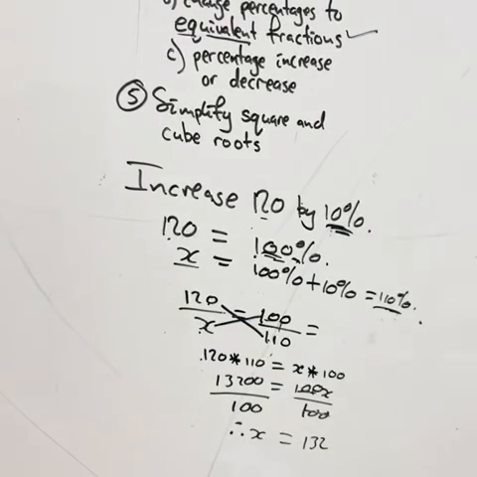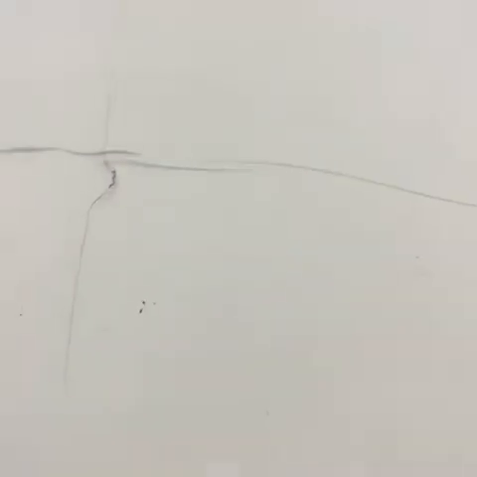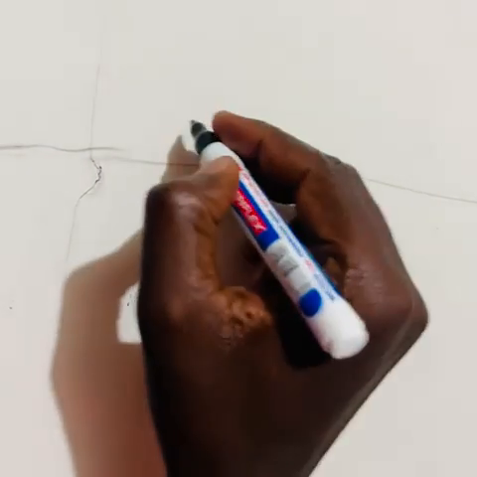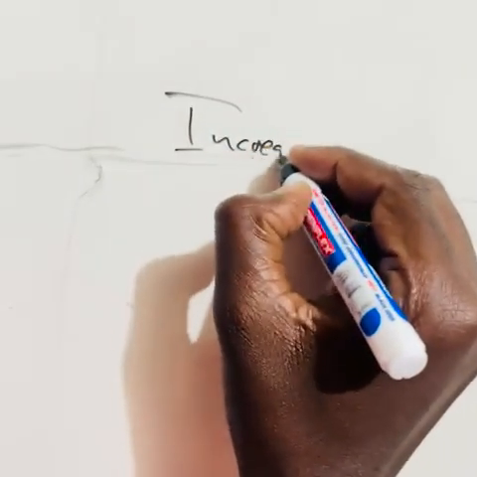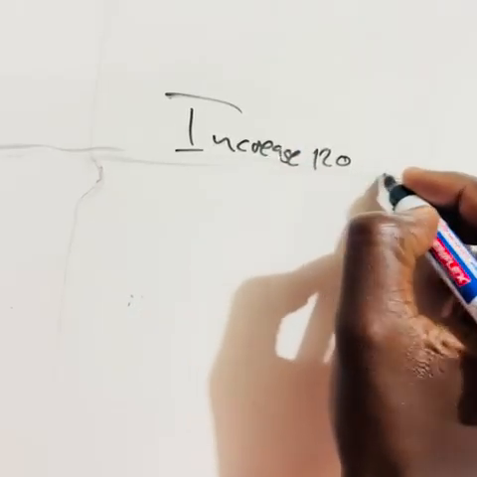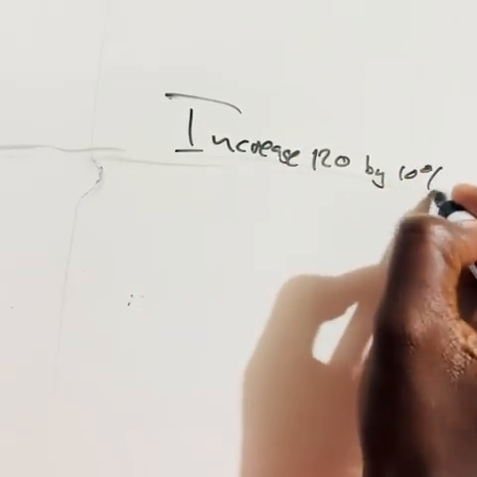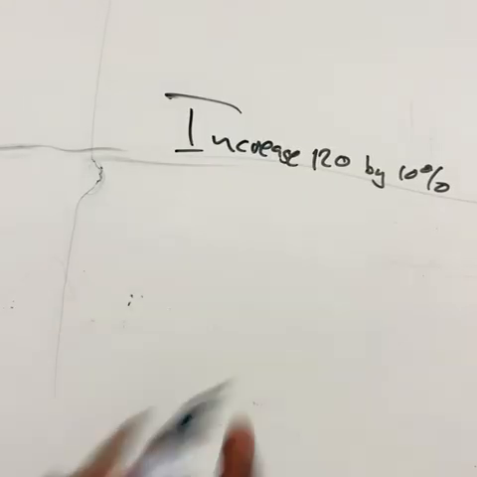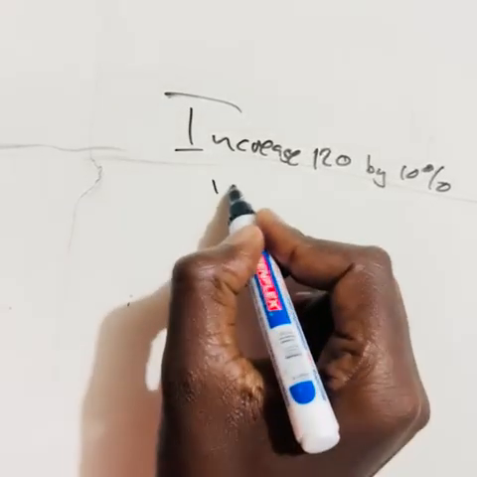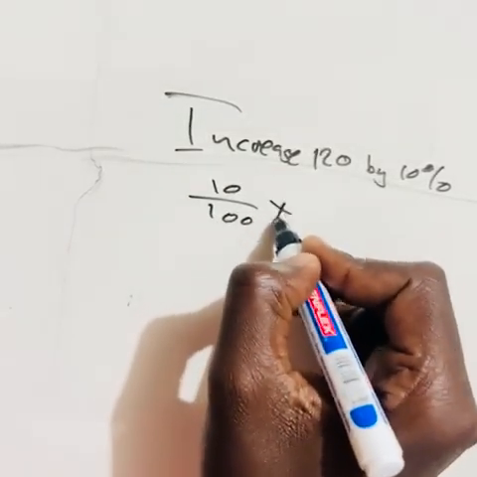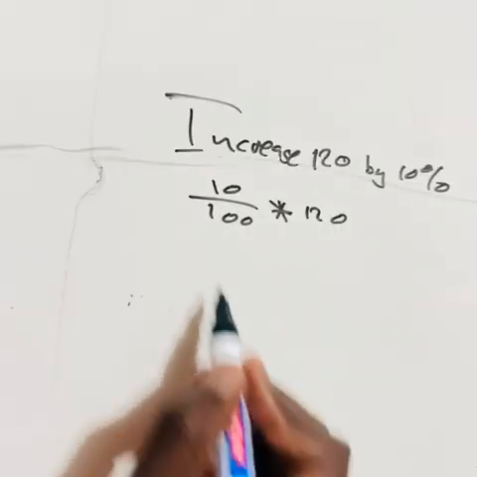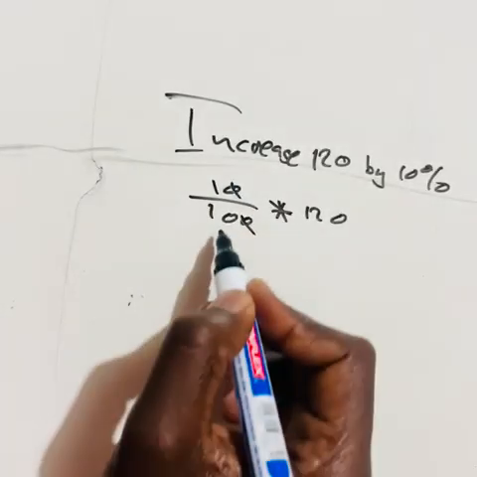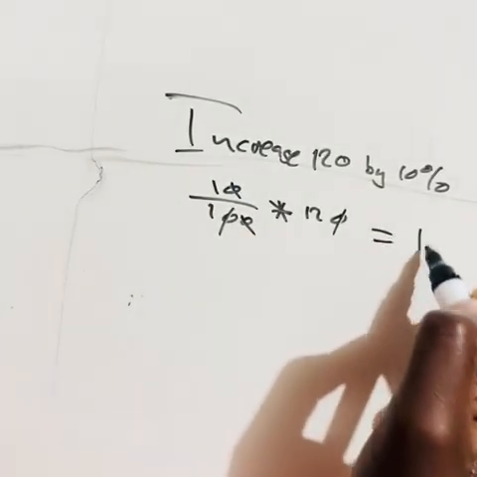But this is method number 1. The very same question, we could have dealt with it differently. The question is still the same: increase 120 by 10%. So what could I have done? I could have come here and said, what is 10% of 120? So I say 10% of 120. I cancel this 0, it cancels that 0. I cancel this 0, it cancels that 0, which is equal to 12.